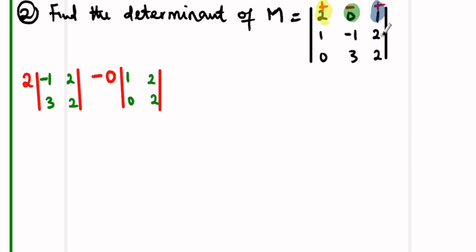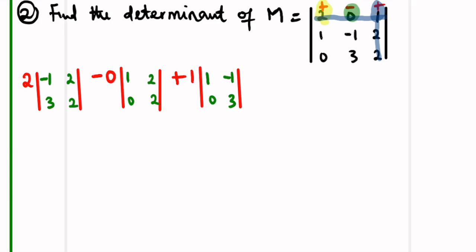So now we'll move to the last element on the first row, which is plus 1. So let's have it here, plus 1. Then the 2 by 2 matrix we are going to be forming for plus 1. So now going back to the 3 by 3 matrix, let's remove the row and column associated with the plus 1. So this is the row associated with plus 1, and this is the column associated with plus 1. So now we are left with 1 minus 1, 0, 3. So let's have it: 1 minus 1, 0, 3.